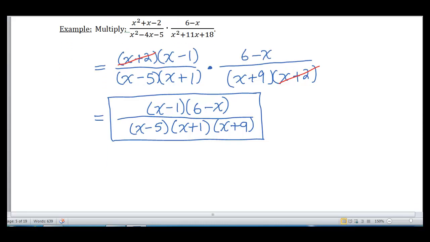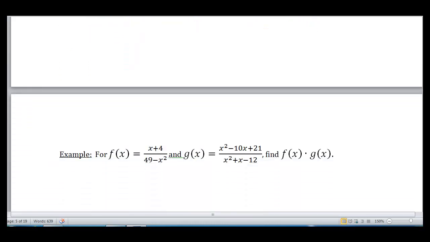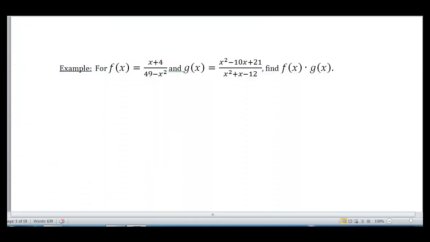Let's look at some more complicated examples or some more interesting examples. This example here, we have a couple of functions, all right? So we have f of x and g of x, and this symbol here, that's the multiplication symbol. That's telling us that we want to find the product, f of x times g of x. Well, all I have to do is multiply them.